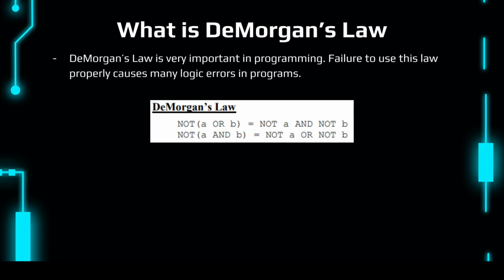What is De Morgan's law? De Morgan's law is a very important concept in programming. Failure to use this law properly causes many logic errors in programs. It basically states that the opposite of A or B equals not A and not B, and that the opposite of A and B equals the opposite of A or the opposite of B.